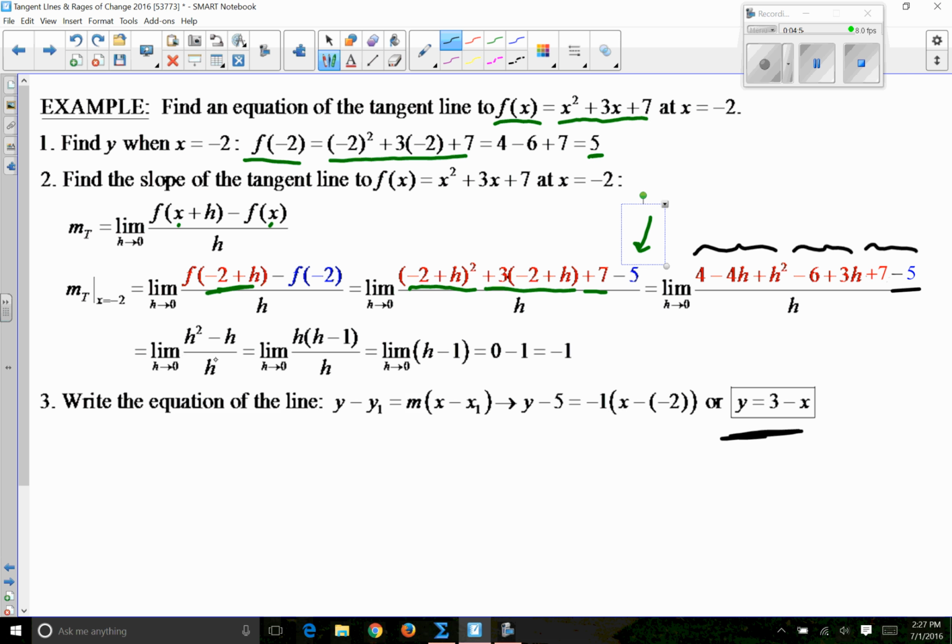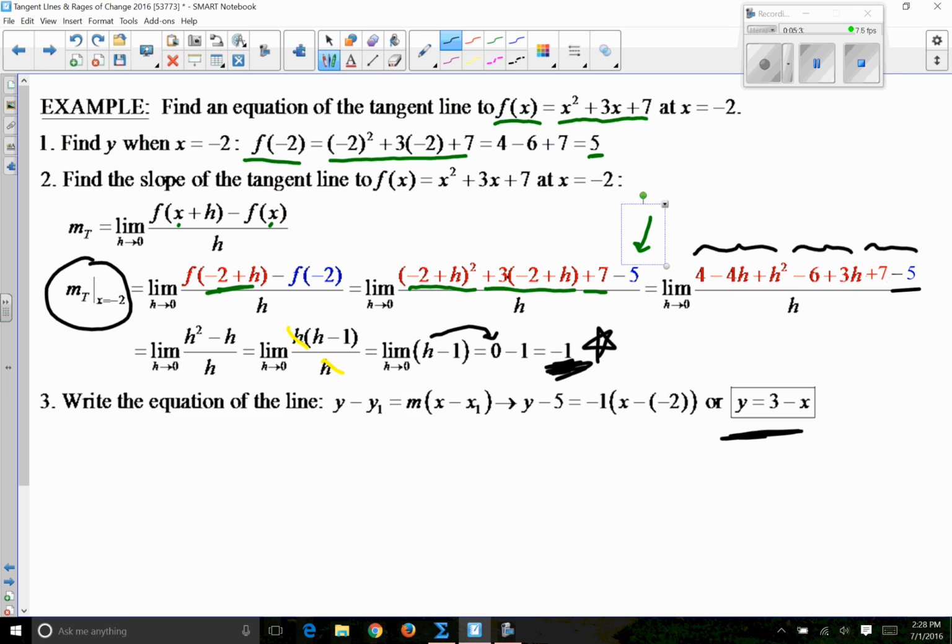The limit of h squared minus h over h equals the limit of h times h minus 1 over h as h approaches 0. Then this h and this h cancel. H divided by h is 1. Now we have the limit of h minus 1 as h approaches 0. We find the limit of h minus 1 as h approaches 0 by replacing h with 0. And there's the result. Negative 1 is the slope of the tangent line at x equals negative 2.